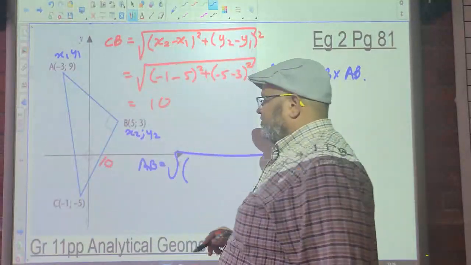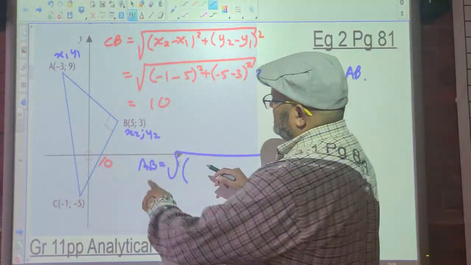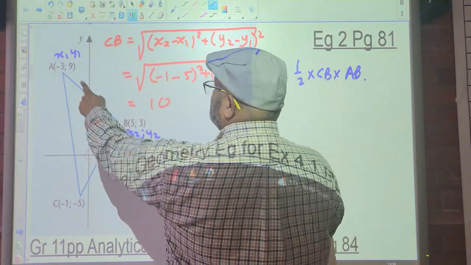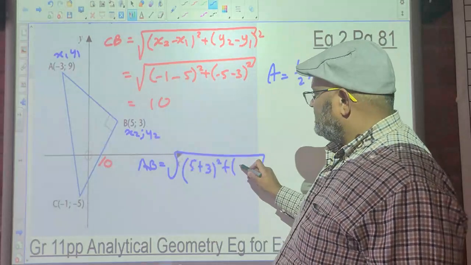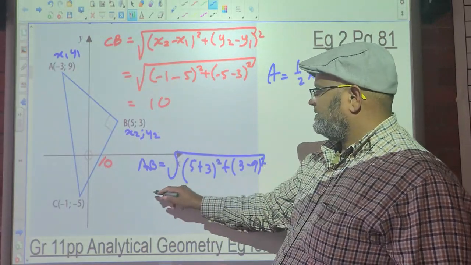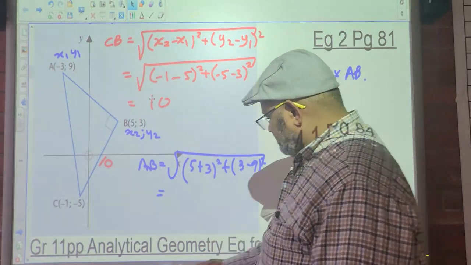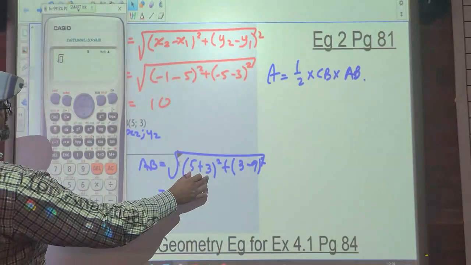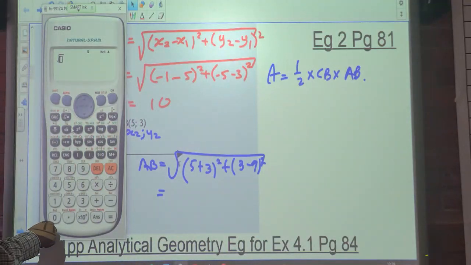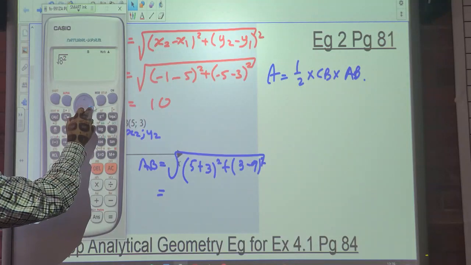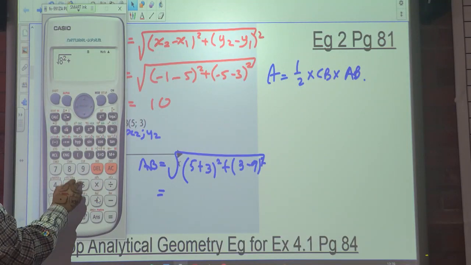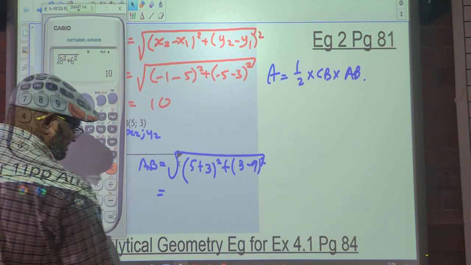Square root of. Do I need a formula again? No? So I say x2, which is 5, minus 3 becomes plus 3 squared, plus 3 minus 9 squared. So that's simply going to give us the square root of 64 plus 36, which is also 10. I just took a wild guess earlier. Plus negative 6 squared. 10.